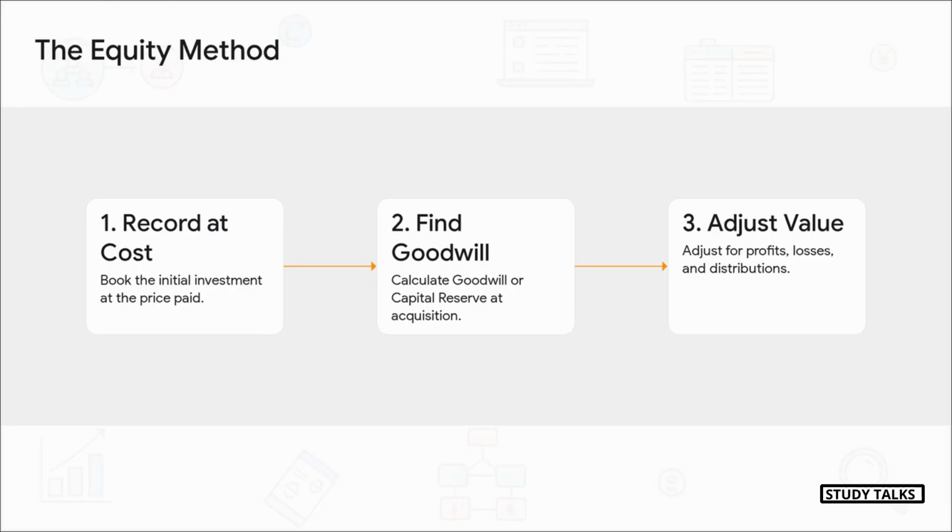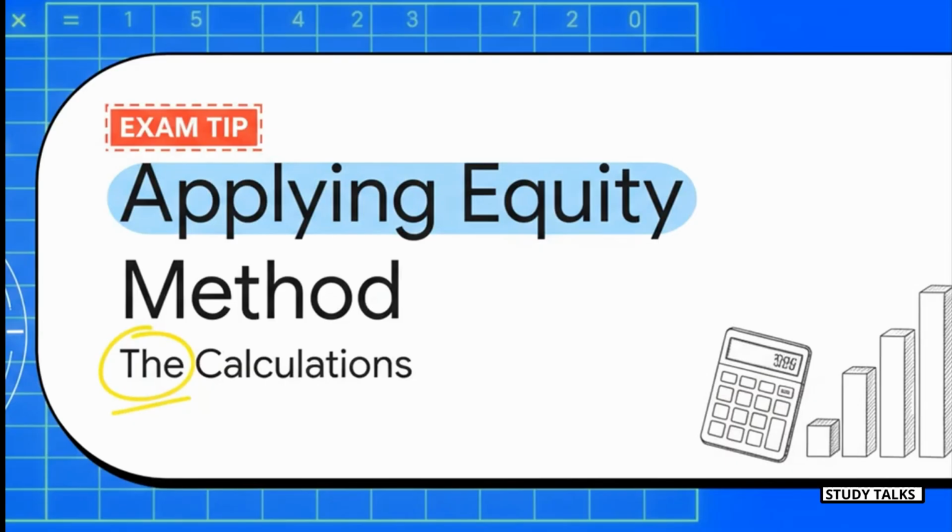It sounds a bit complex, but it really just boils down to a simple 3-step dance. Step 1, record the investment at whatever it cost you. Easy enough. Step 2, on day 1, calculate if you paid a premium or got a bargain. That gives you goodwill or a capital reserve. And step 3, from that point on, you adjust the investment's value. Every time they report a profit, you increase your investment. Every time they report a loss or pay you a dividend, you decrease it. That's it.